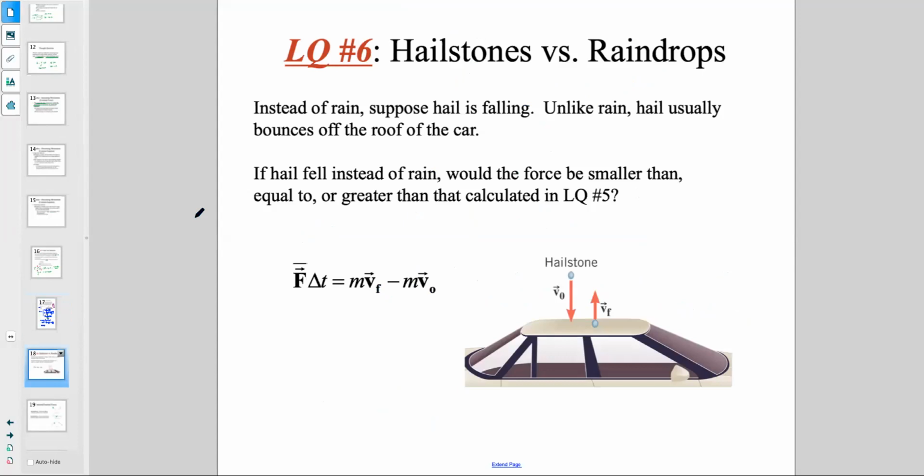So let's take a look at this question. Instead of rain, suppose you have hail. Okay, and suppose hail is falling. Unlike rain, hail usually bounces off the roof of a car. So it's not going to stick. It's not going to end up with a final velocity of 0. Hail would bounce back. So if hail fell instead of rain, would the force be smaller, equal, or greater than the one that you calculated in lecture question 5, or this one? Would it be smaller, equal, or greater?